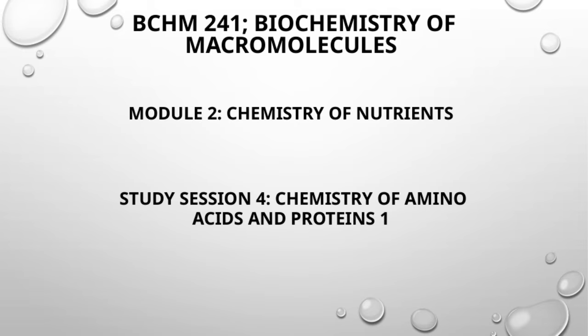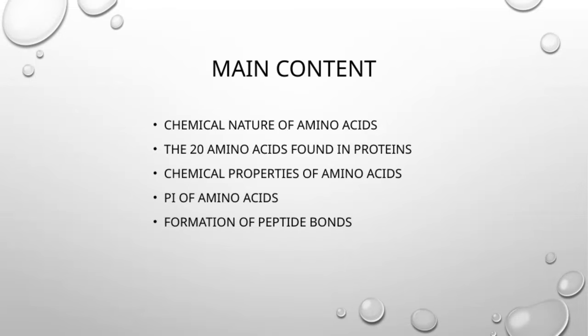Over the next few minutes, we'll cover the key aspects of amino acids and proteins, their structure, function, and importance. So, let's get started and discover the essential chemistry behind these vital molecules. Let's start by exploring the chemical nature of amino acids. These molecules are the building blocks of proteins, and there are 20 different amino acids commonly found in proteins.